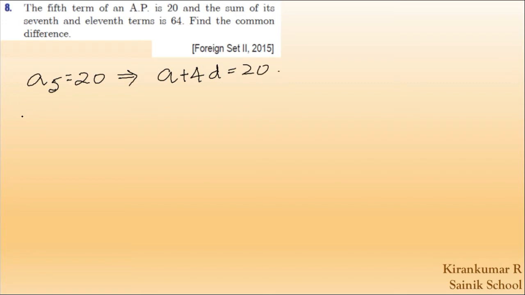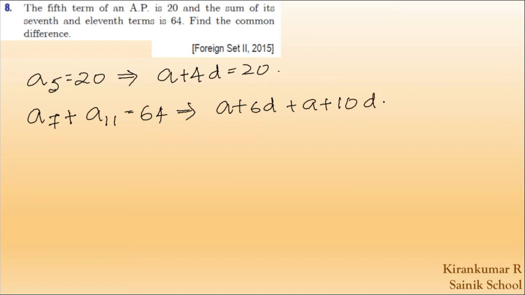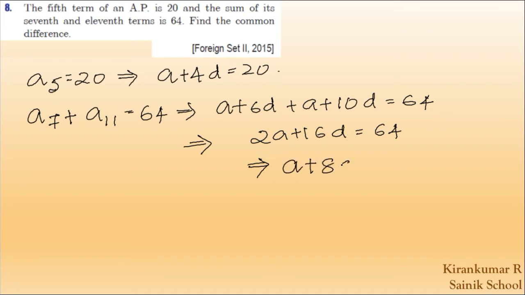They have given one more thing, that the sum of the 7th term and the 11th term is 64. So a plus 6 times d, which is A7, plus a plus 10 times d, which is A11, is equal to 64. On simplification, we get 2a plus 16d equal to 64. I can divide both sides by 2. So the equation becomes a plus 8d equal to 32. Let me name this as equation number 1 and this as equation number 2.